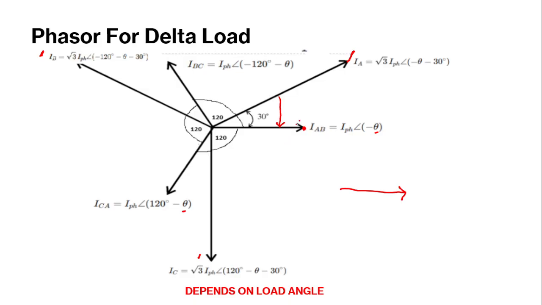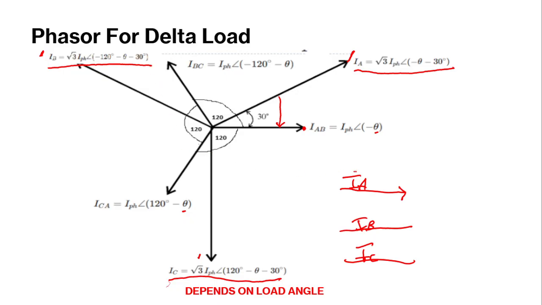How is the difference between the line and the phase phasors? Okay. So you have a delta configuration. In a delta configuration, you have three lines coming in. The names of those lines are IA, IB, and IC. So this will be IA, this will be IC, and this here will be IB. Those are the right names. And then you have to plot the phase currents, which are IAB, IBC, and ICA.